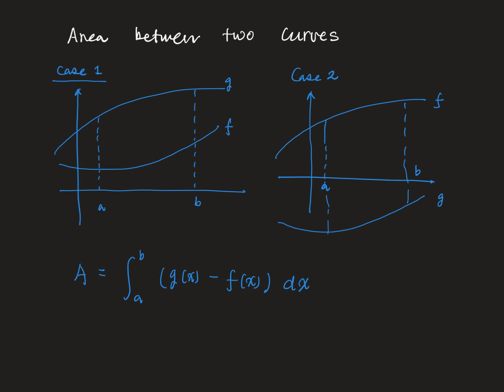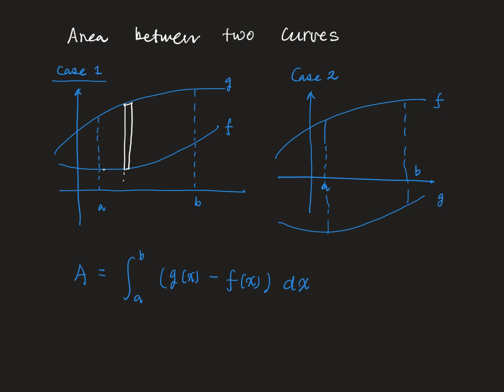The first case is g and f. How are we going to find the area between the two curves? We want to find the area between the two curves, so let's make a rectangle. I'm going to erase this shaded part, then we're going to make a rectangle. Here is one rectangle.